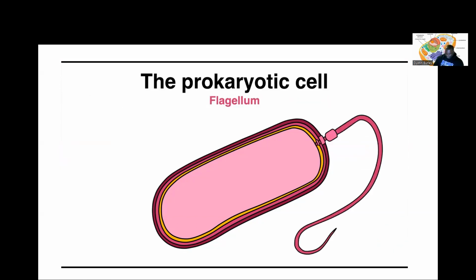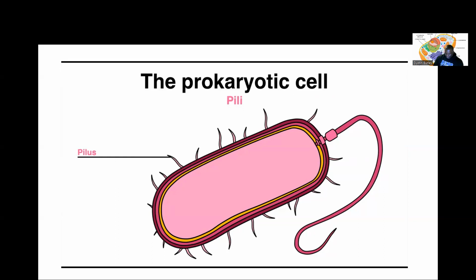Not all, but many prokaryotes possess flagella. A flagellum is a long whip-like structure that allows the cell to move through liquid environments. Again, not all, but some prokaryotic cells have appendages such as pili. Pili, also known as fimbriae, are short, hair-like structures that help the cell attach to surfaces or other cells. This attachment is important for several bacterial processes, including colonization, biofilm formation, and infection.